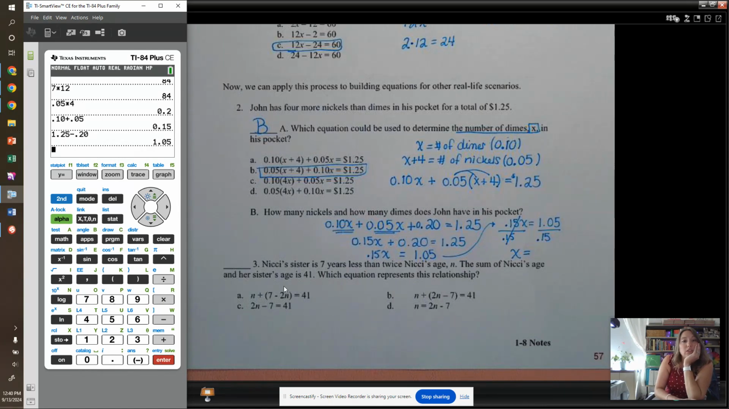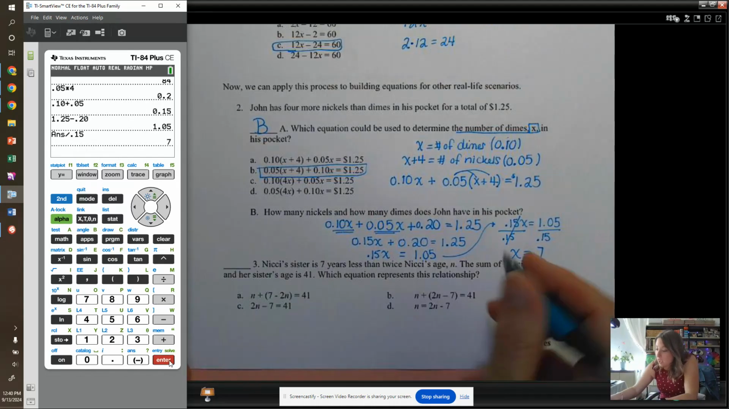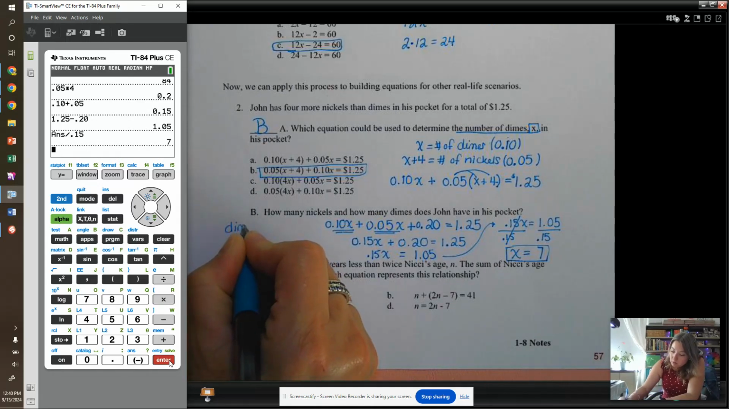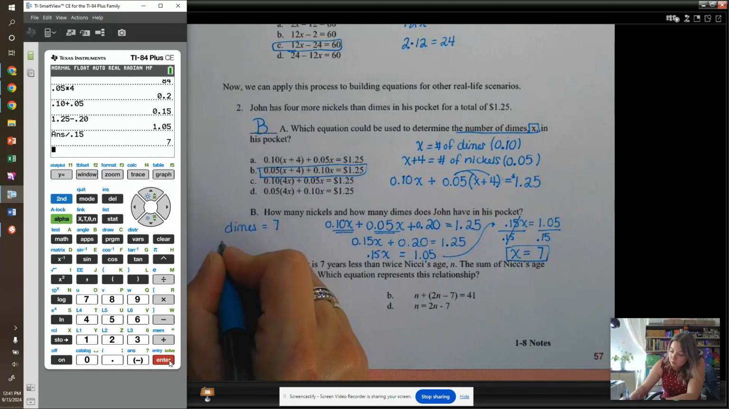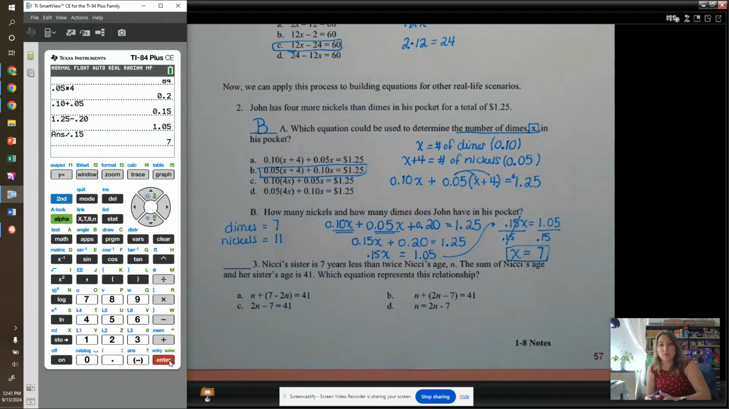So let me take this, part of the reason I had it right there, 1.05, and divide it by 0.15 to get a whole number of dimes. Because, yeah, I can't have a part of a dime. 7 dimes. If we had 4 more nickels, how many nickels? Right? So dimes, 7, nickels, 7 plus 4, 11. A total of 18 coins in John's pocket. That was a good one to look at.